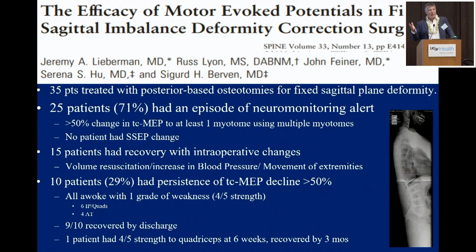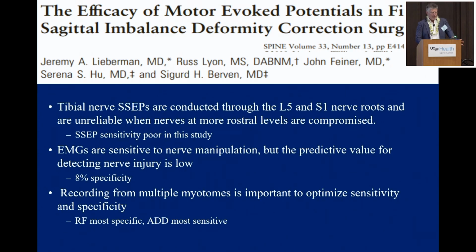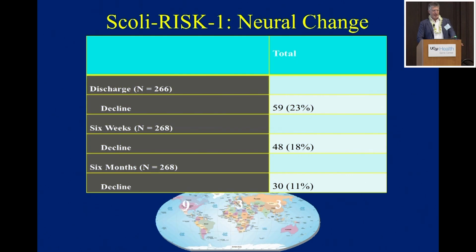Now, 9 out of 10 recovered by the time of discharge, so it wasn't even something that was maybe significant. 1 of them still had weakness at 6 weeks and recovered by 3 months. So in general, these patients recovered really well. But this was really important because that suggested a much higher rate of neural injury than we had thought. And the take-home message here was that the transcranial MEPs were much more sensitive than the SSEPs. In fact, there were very few cases where the SSEPs or EMGs showed any change at all.